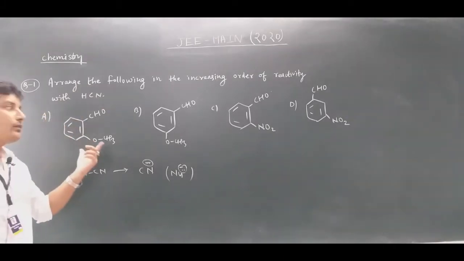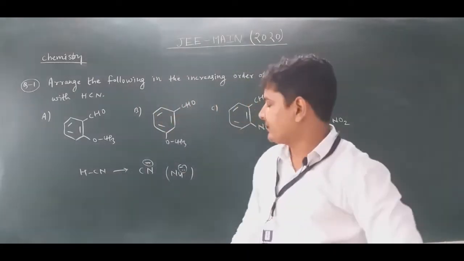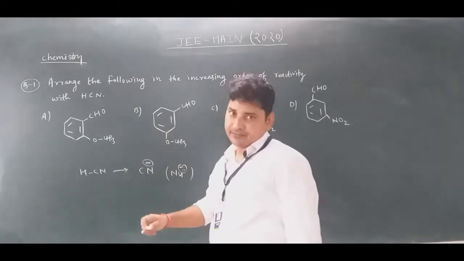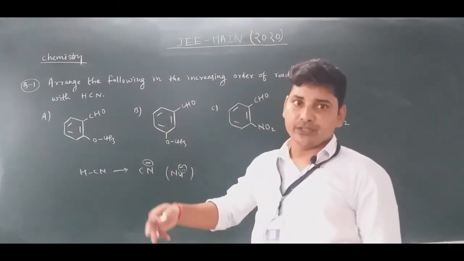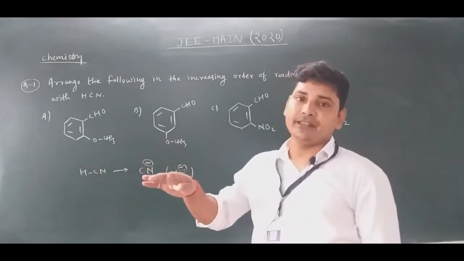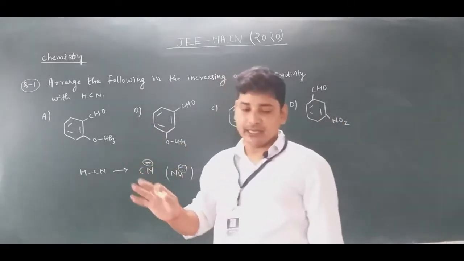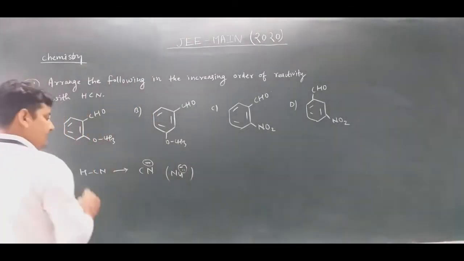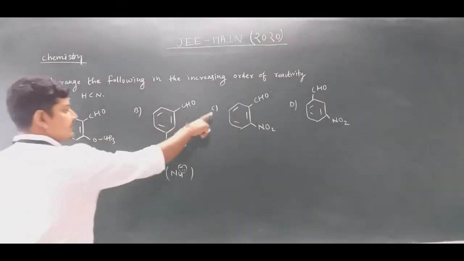These are the compounds A, B, C and D. The question is which one will react firstly or rapidly with HCN, and which one will react slowly. We have to determine the order of reactivity with HCN. So firstly we have to look at the options A, B, C and D.